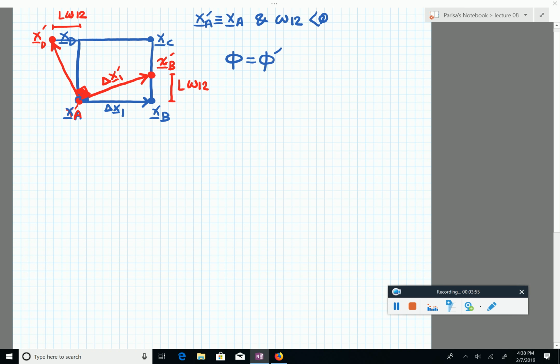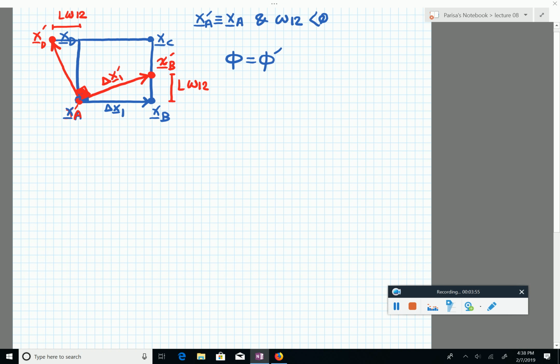In strain language, what does that mean? Well, going back, a strain could be change of length or angle, right? We called one extension, the other shear. Remember from last time? That means there is no shear. So we all agree with that.